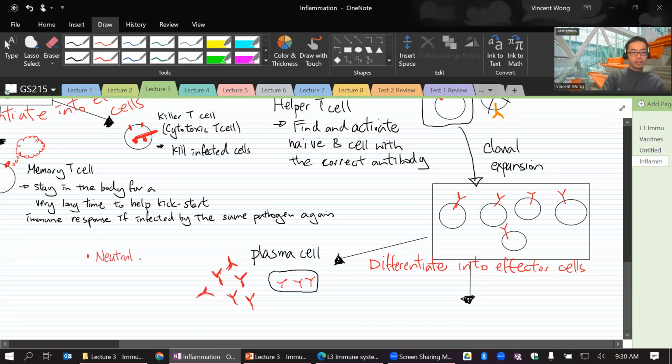So these antibodies will neutralize toxin, perhaps. They will form immune complexes and activate complement. We talked about these things in the PowerPoints, right? Remember the PowerPoint slides? So that's going to help clear the infection.